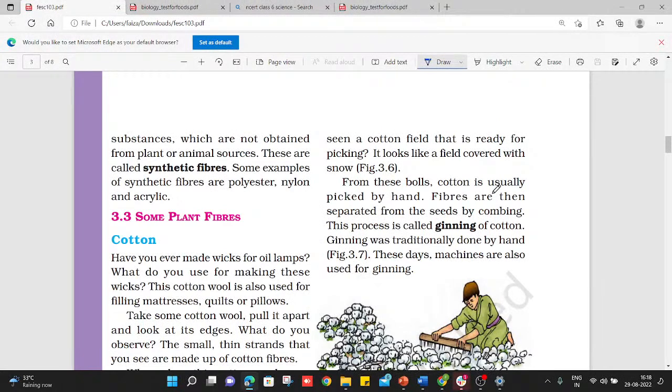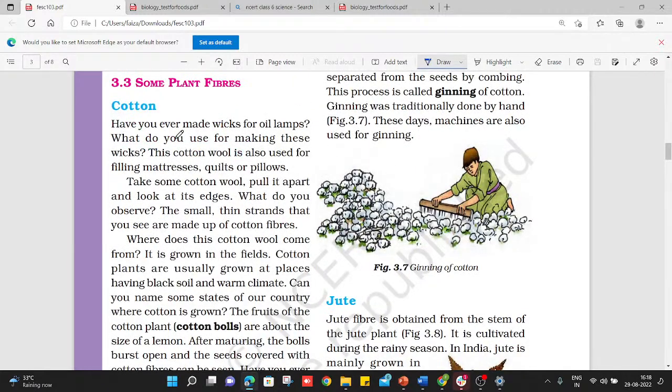Synthetic fibers, we have talked about it. What are synthetic fibers? Some plant fiber. Okay, अब कॉटन के बारे में कुछ पढ़ते हैं यहाँ पे. Have you ever made wicks for oil lamp? Okay, what do you use for making these wicks? This cotton is also used for making clothes, quilts and pillows.